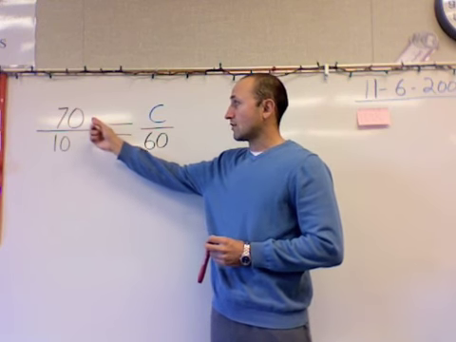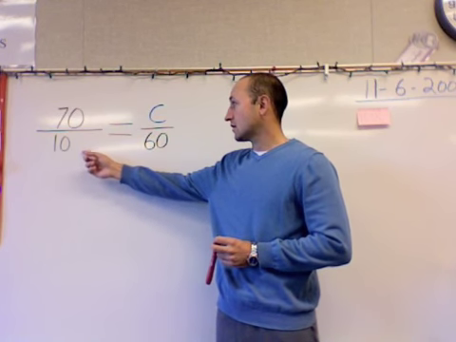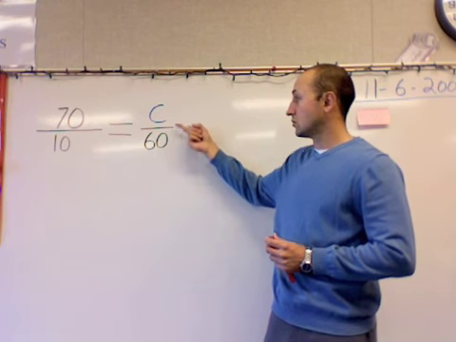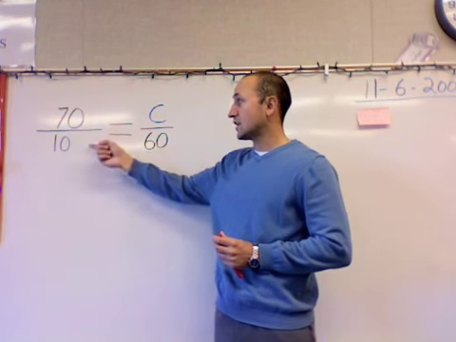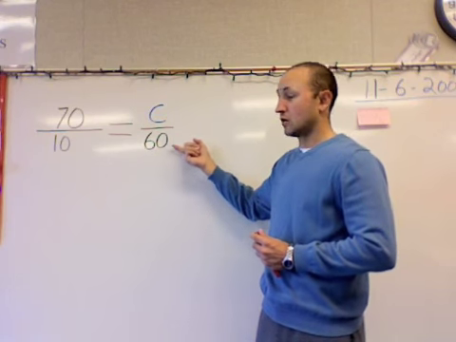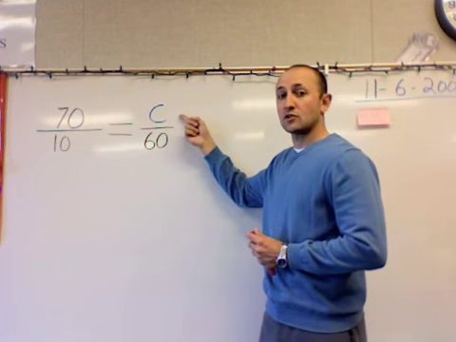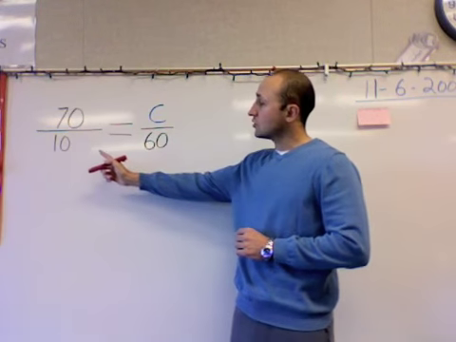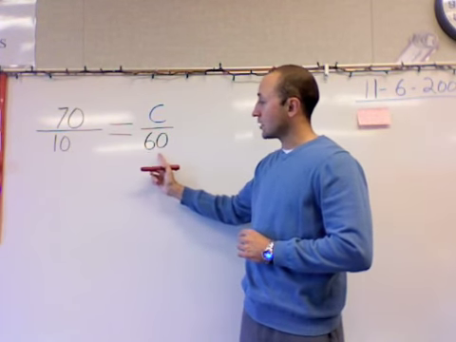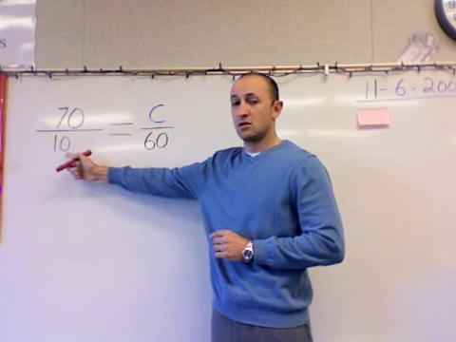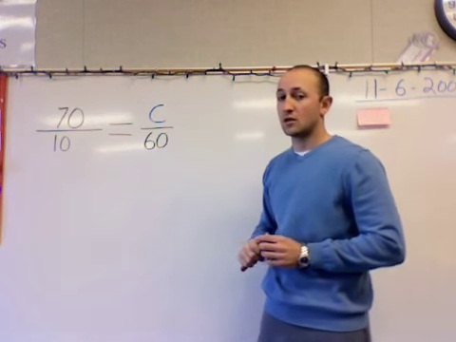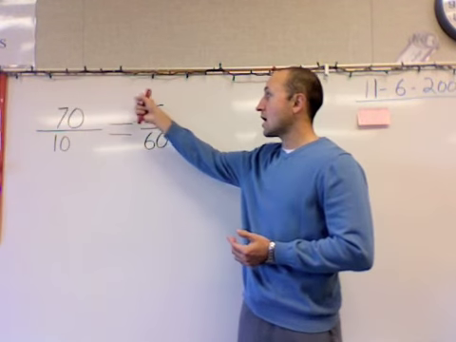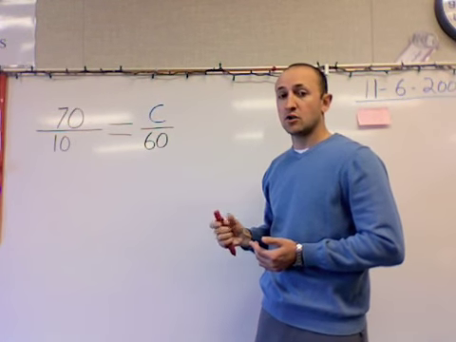So if I look over here, we have 70 over 10. We're saying that it's equal to, I have this variable c over 60. So 70 over 10 is equal to something over 60. Now I can solve for the variable c by doing multiplication. What I want to do is look at these bottom two numbers here, because 10 times something equals 60. If I can solve that, I'm going to multiply the top by that same number to solve for c.